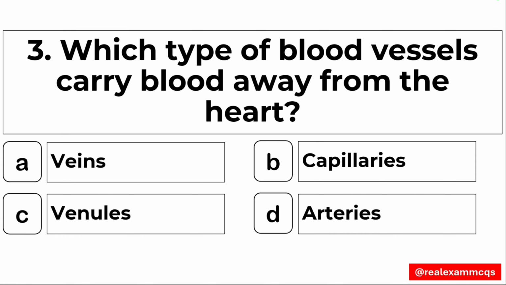Question number 3. Which type of blood vessels carry blood away from the heart? These are the arteries. Option number D.